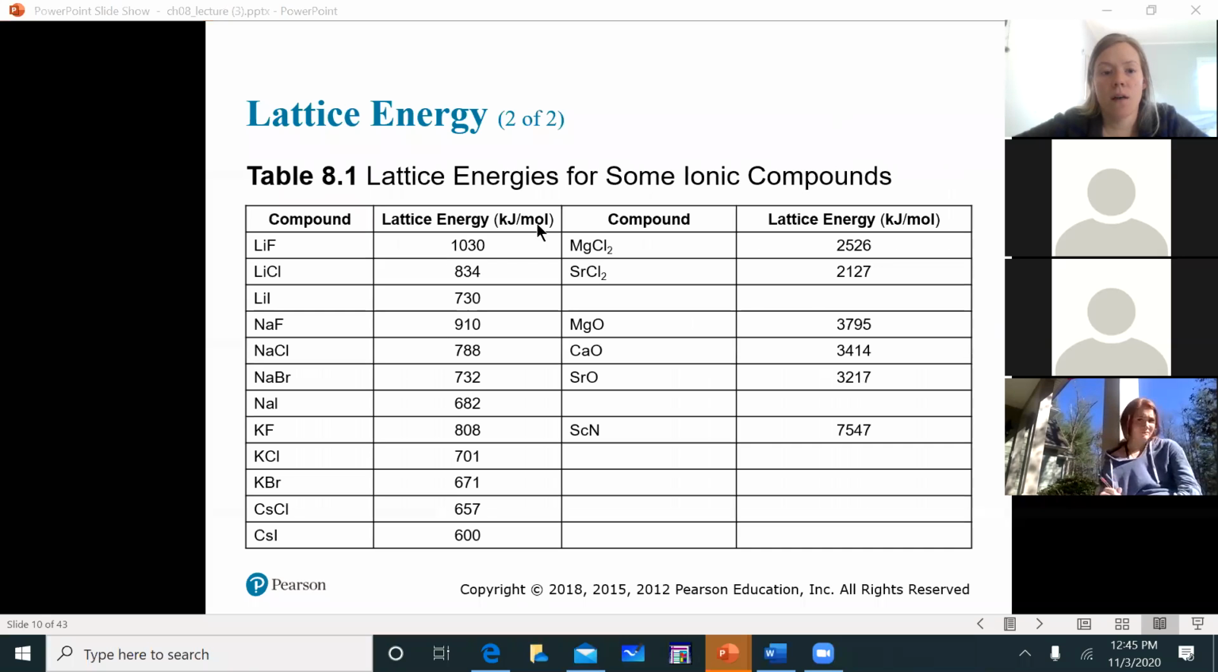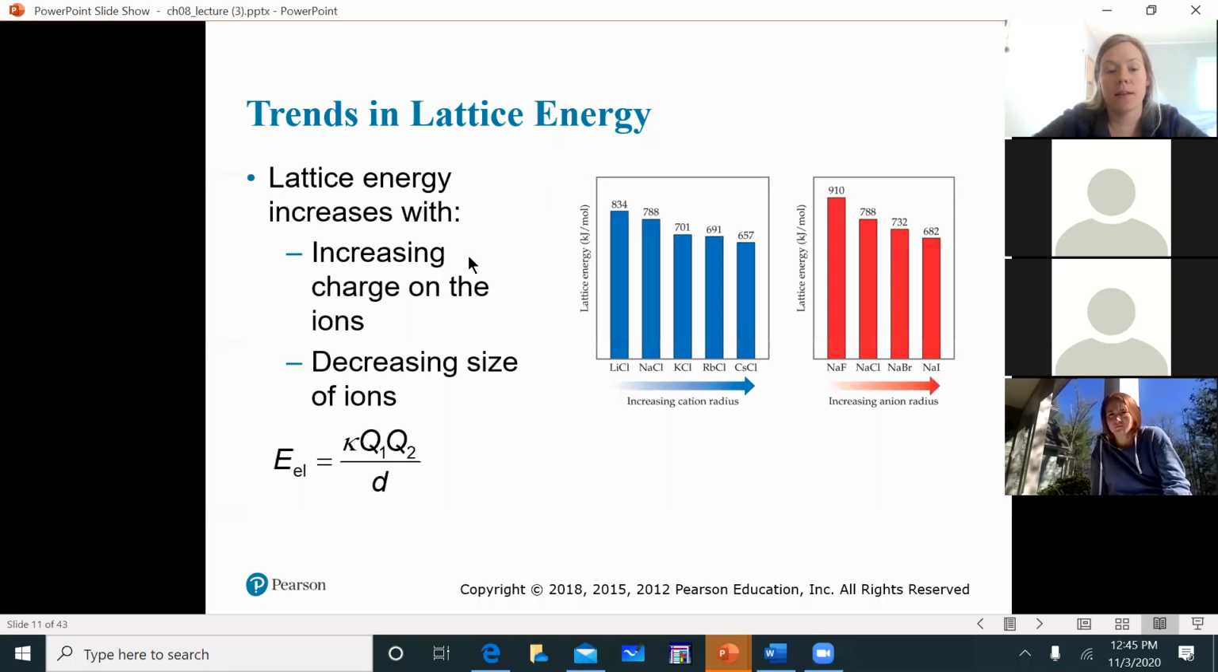Here's a couple different lattice energies. LiF has a lattice energy in kilojoules per mole of 1030. LiCl is 834. Why are these different? It has something to do with the size of the materials. And then if we look over here, this has a larger charge. Mg has a 2+ charge. That's a higher energy, and that corresponds to charge and size of the atoms will tell you how big your lattice energy is, or will let you know which one has a bigger lattice energy.